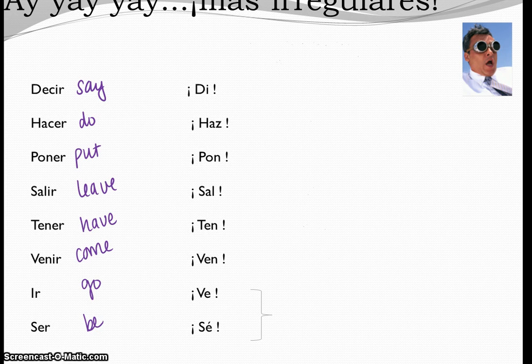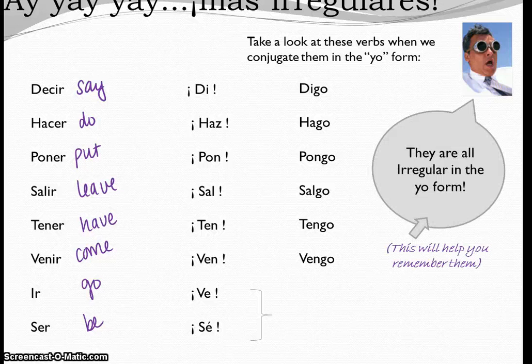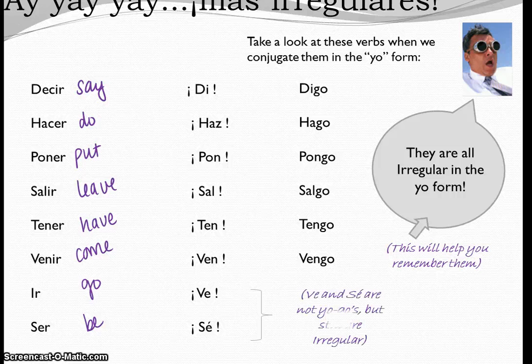So what do all these have in common? If you look at them, the yo forms are irregular when you conjugate them. Most of these 8 are yo-goes. Digo, hago, pongo. Salgo, tengo, vengo. That's going to help you maybe remember 6 of the 8. The other 2 don't follow the yo-go pattern, but ve and sé, or ir and ser, the infinitives, are still irregular in the yo form. So that's the first way that you can remember that these are irregular.